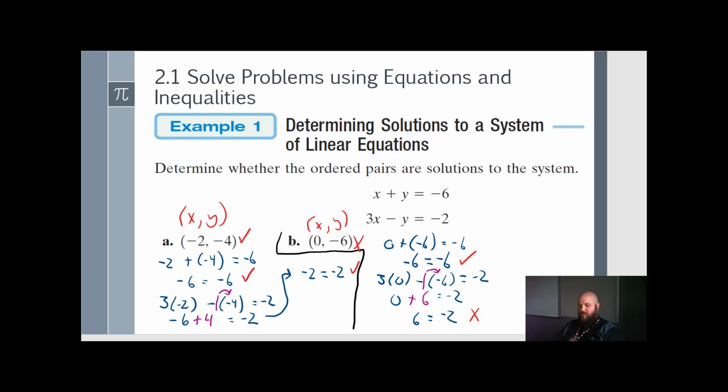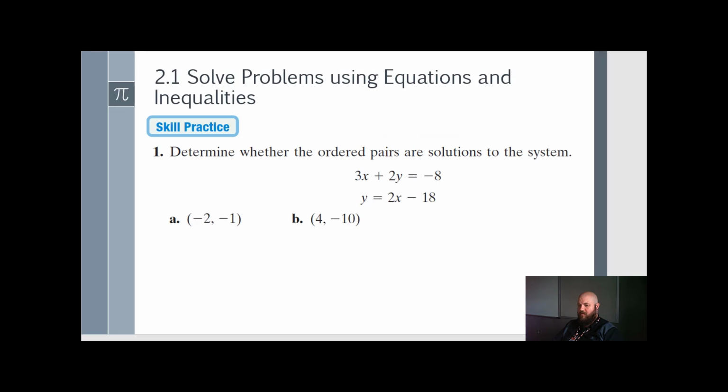Alright, so now let's do a couple more real quick. So let's see here. We've got negative 2 for our x and a negative 1 for our y, okay? So our first equation is 3x plus 2y equals negative 8. And our second equation is y equals negative 2x minus 18.